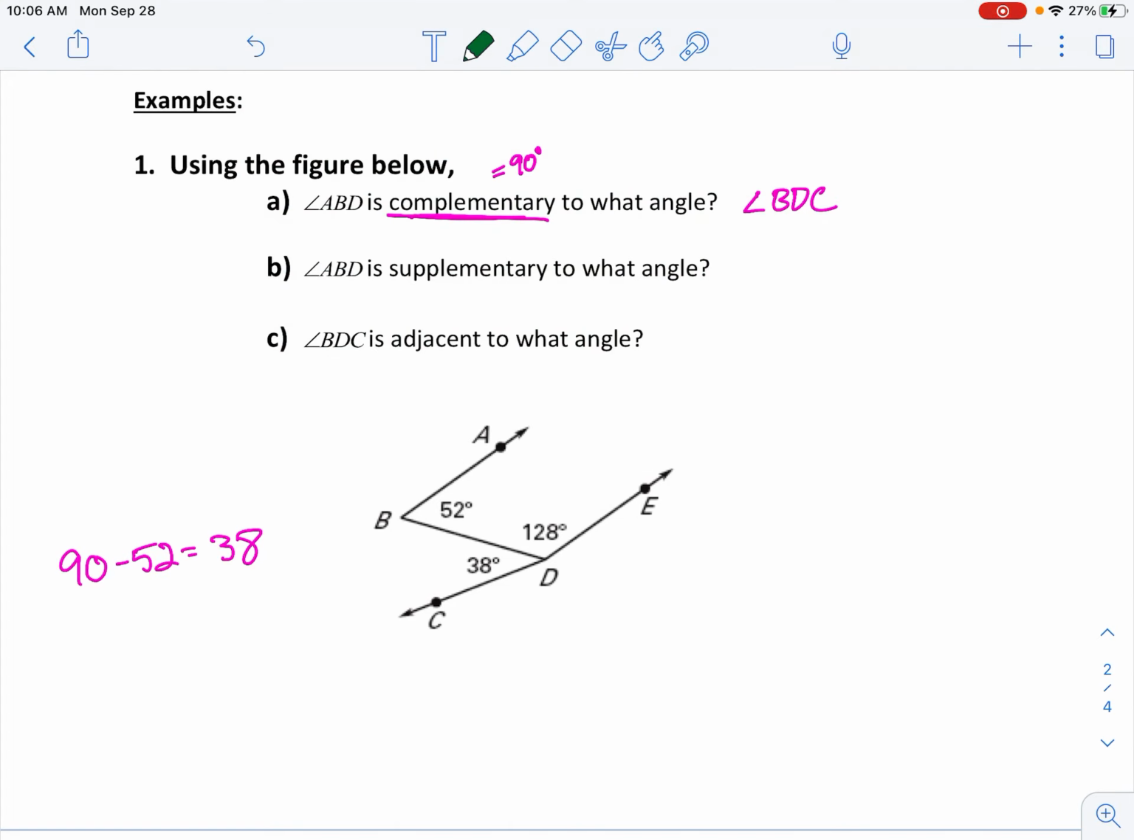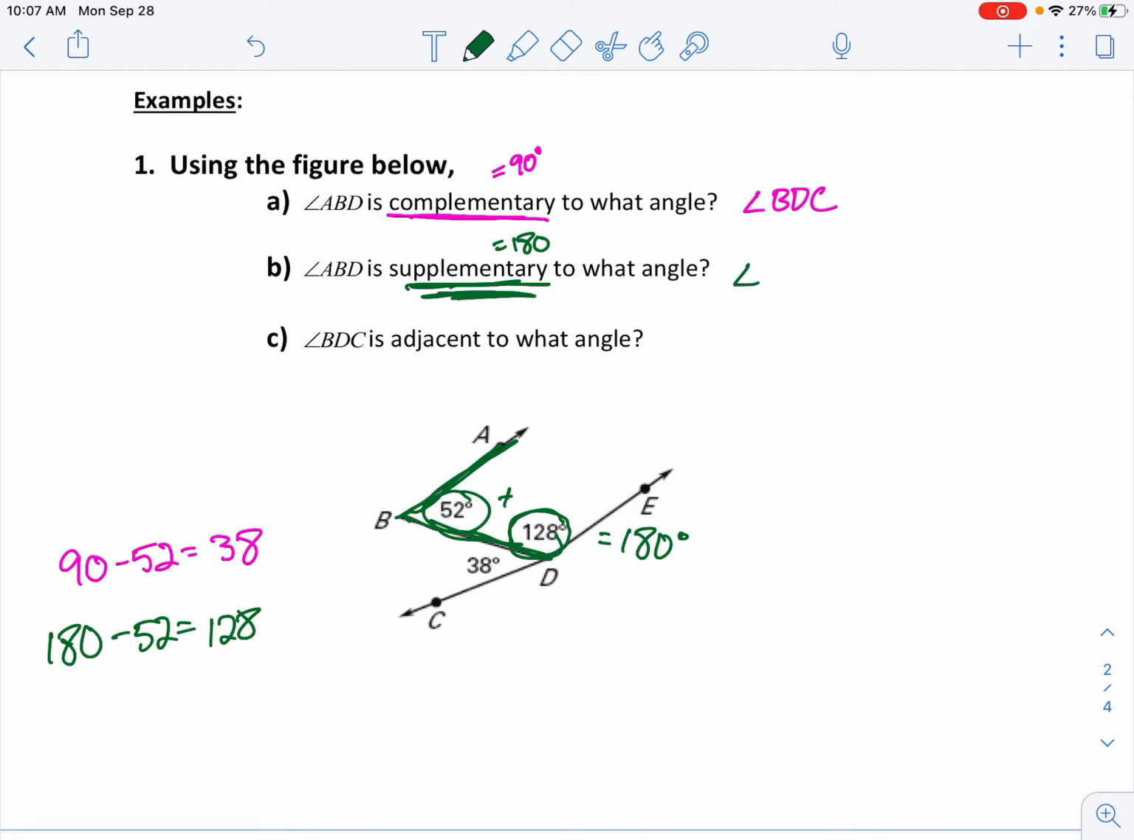The next one: ABD is supplementary to what angle? So supplementary, you think equals 180. This time we're doing 180. It's the same ABD here, which is 52. So we're going to take away 52 from 180. When we do that, we get 128. So this angle is going to be supplementary because if I were to add these two together, I would get 180 degrees, making them supplementary. So what is supplementary to angle ABD? It'd be angle BDE.